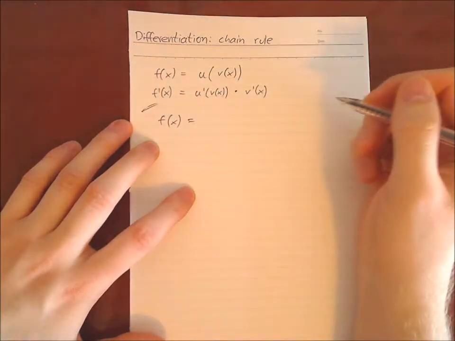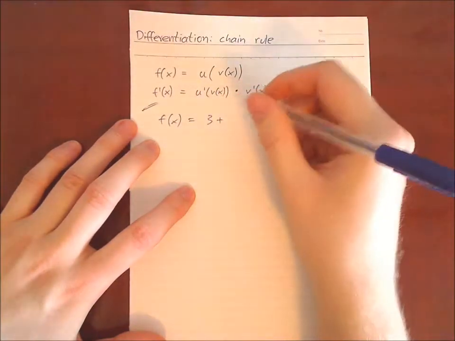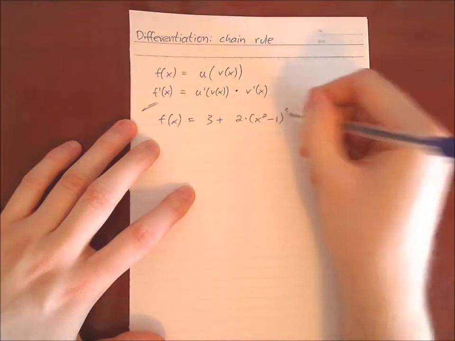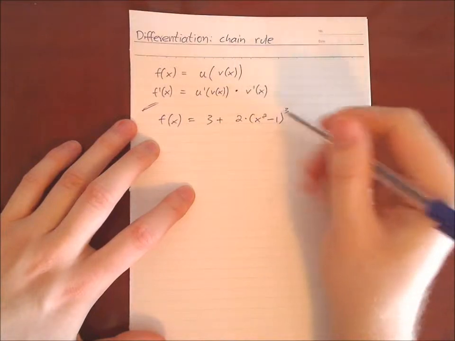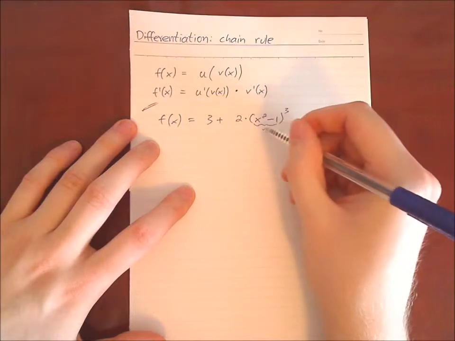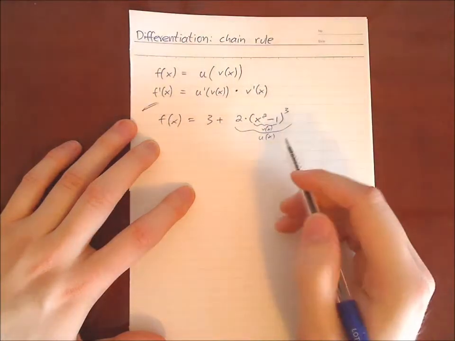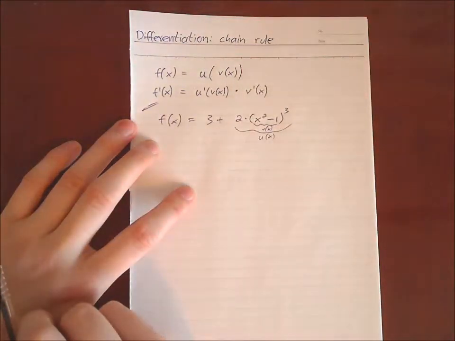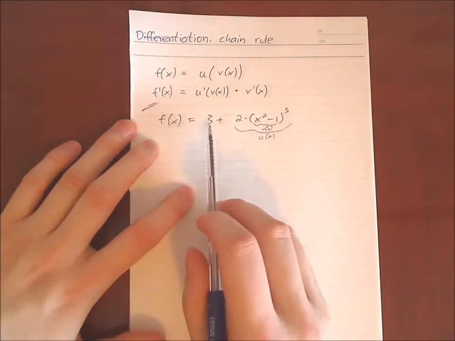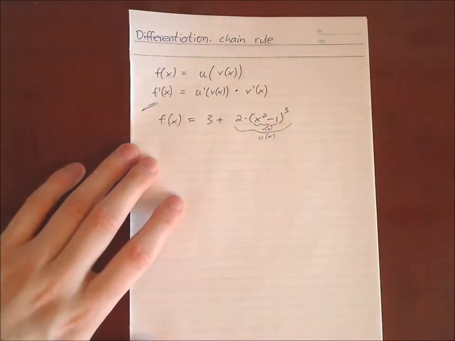We have a function f, and the function is 3 plus 2 times (x to the power of 2 minus 1) to the power of 3. And we already see, okay, there's some outer part, there's some inner part. This is the inner part, so it would be v of x, and the outer part is the u of x, right? So that we can compare it to the rule that I just introduced. We don't have to care about the 3. If we would integrate, then the 3 would matter, but when we differentiate, of course, there's no x, so the 3 just disappears.